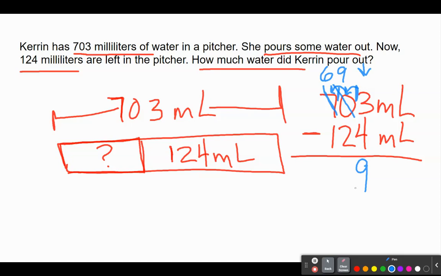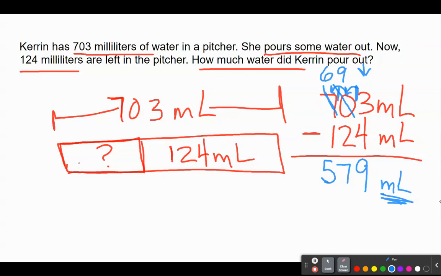Now we have to go to our tens place. I have 9 tens. I need to take away 2. That's going to leave me with 7 tens. I have 600. I'm going to take away 100. That's going to leave me with 5 hundreds. So the amount that was poured out was 579 milliliters. I always want to make sure that we have our label.